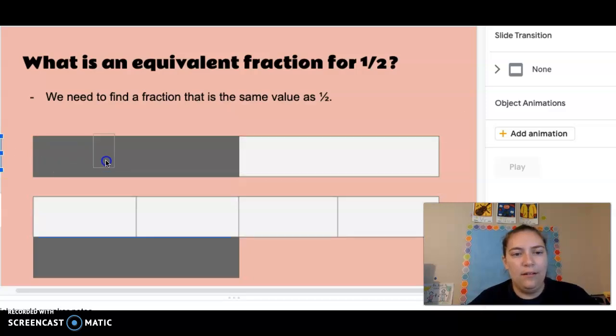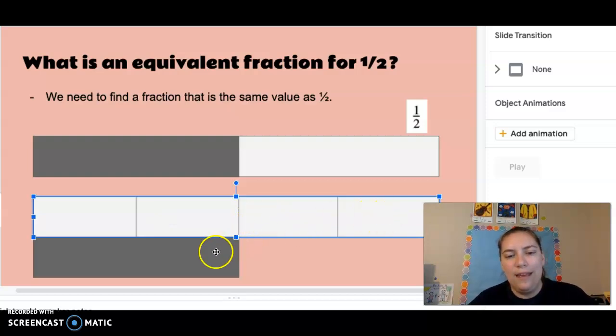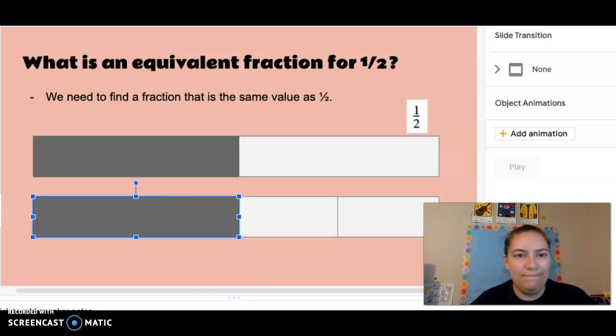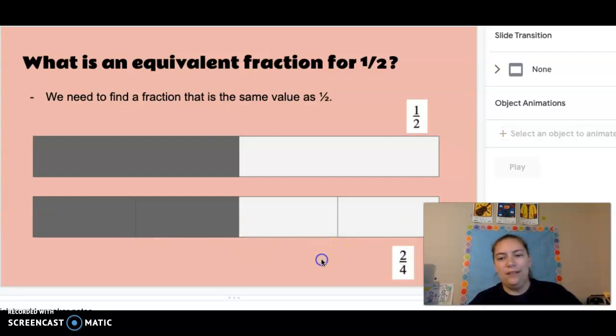Because up here are 1/2. Right? 1 on the top, 2 on the bottom. Here we have 1, 2, 3, 4 would go on the bottom. And how many are covered up? 1, 2. So if I put that box over the 2, get it a little easier to see, it would be 2 over 4.